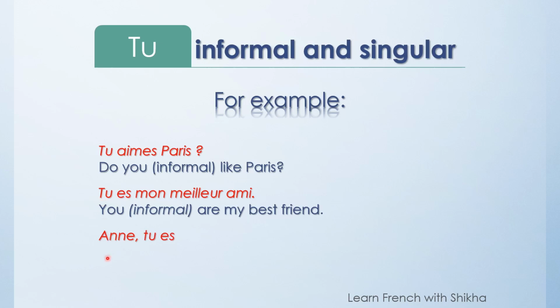Next, "Annie, tu es American." Annie, you are American. So here again you're talking to a single person, singular, and it's an informal one. They've mentioned informal, so we have used tu. So again, I'm repeating, tu can only be used for informal form and the singular form only.